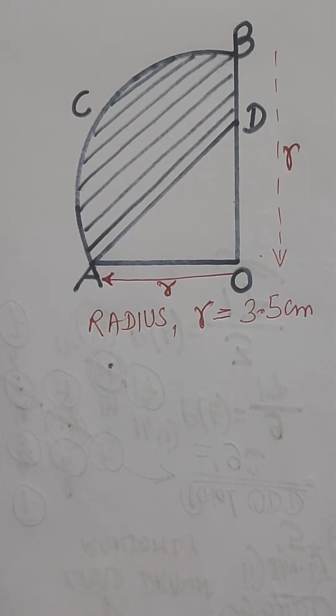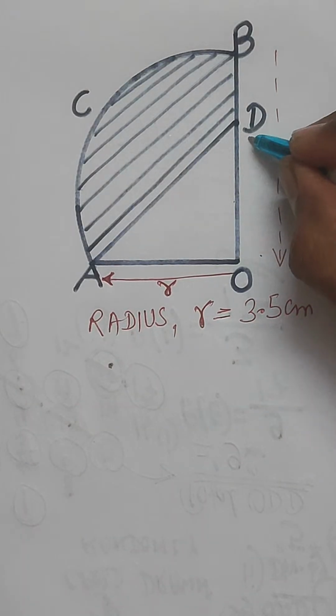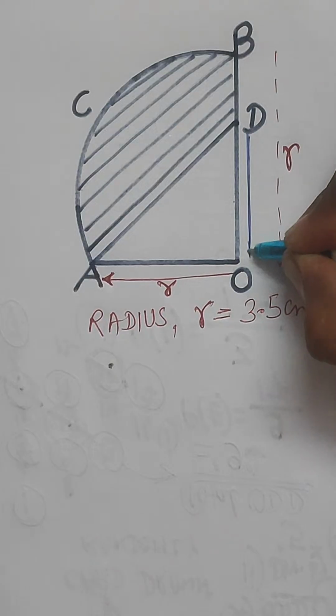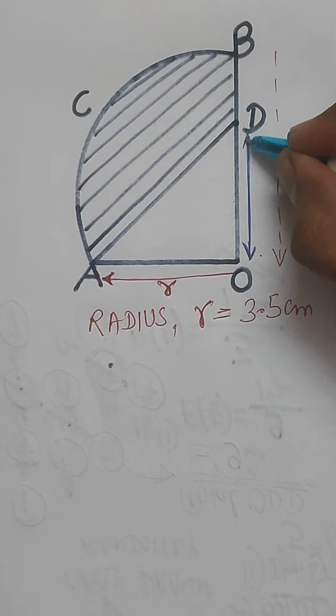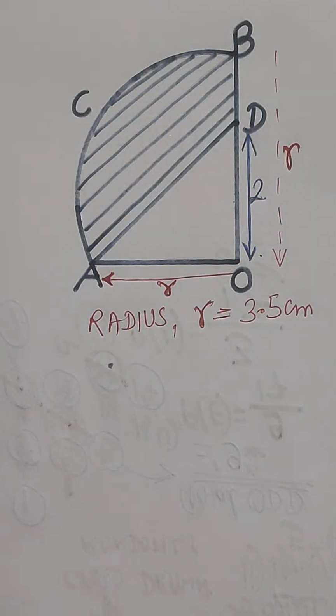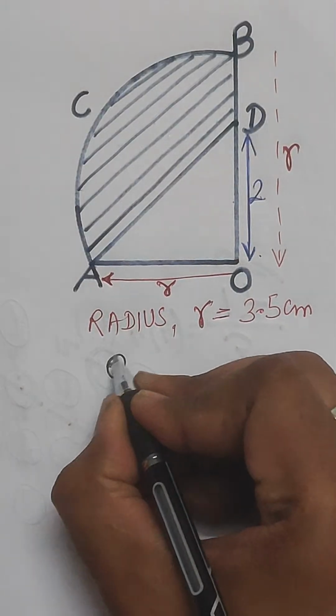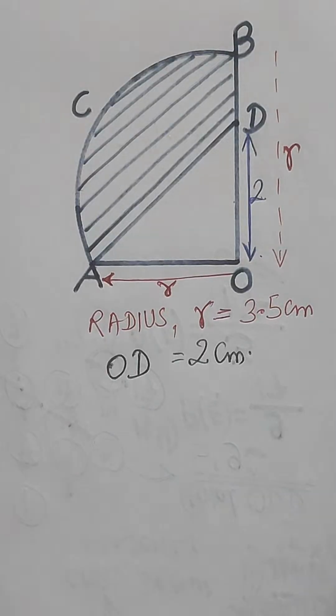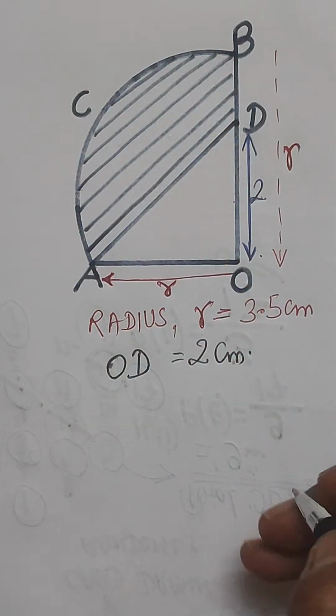Now it's given that OD is equal to 2 centimeter. So new data is given to you, that means the length of this OD. OD is another data which is given to you, and that is equal to 2 centimeter. Now find the area of the quadrant OACB.